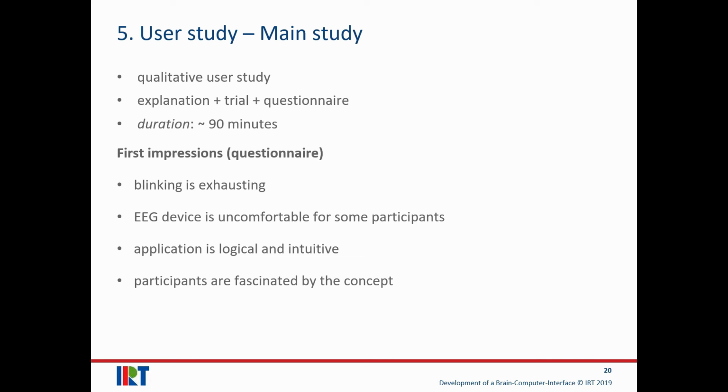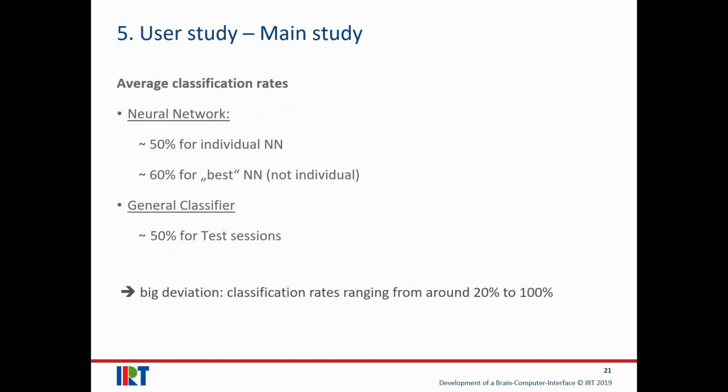And most of the users rated the application as logical and intuitive, so even though it was new to them, it was rather easy to use. Now, to come to the more statistical part of the study, we also evaluated the classification rate with another test session that was recorded. For these sessions, the average classification rate was 50 to 60% with the neural network, and around 50% with the general classifier, the basic one that did not require a previously trained neural network.